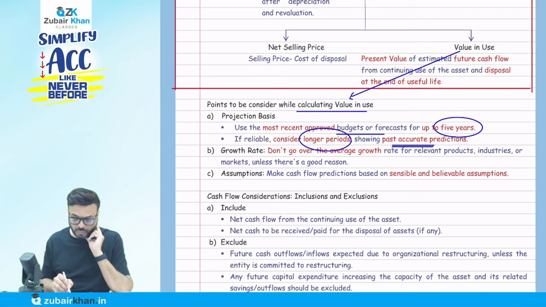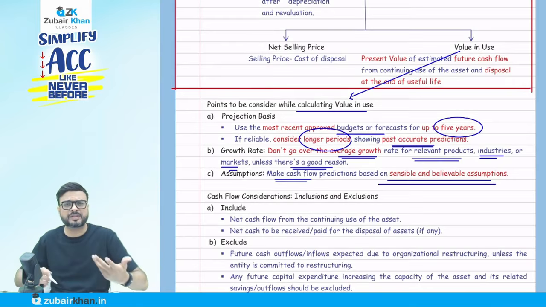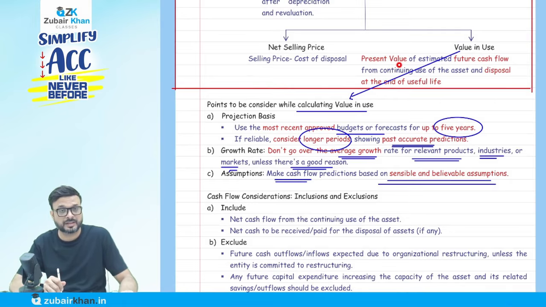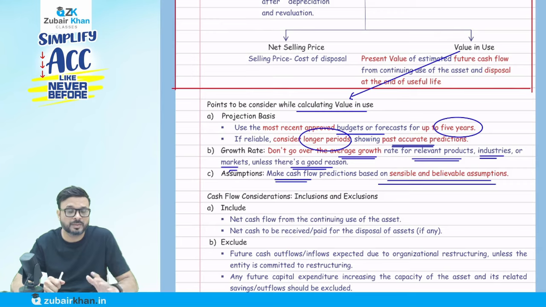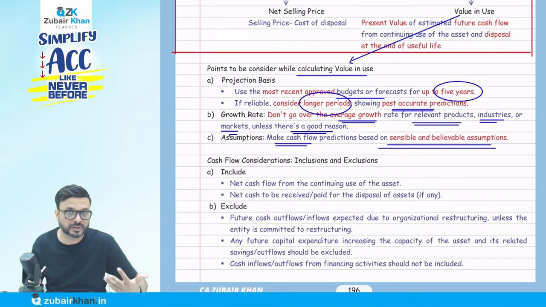Growth rate: don't go over the average growth rate for the relevant product, industry or market unless there is a good reason. Assumption: make the cash flow prediction based on sensible and believable assumptions. When you calculate the present value, you talk about the amount you are to receive in the future, and we are calculating what its value is today. So take the proper average discount rate in the industry, and use a maximum of 5 years. But any assumption should be sensible and believable. You cannot say all of a sudden that the growth will be 10 times more. Make some sensible prediction of the cash flow.